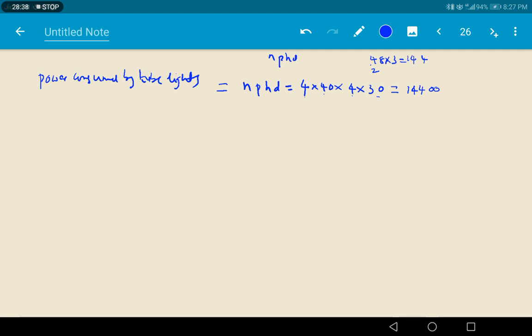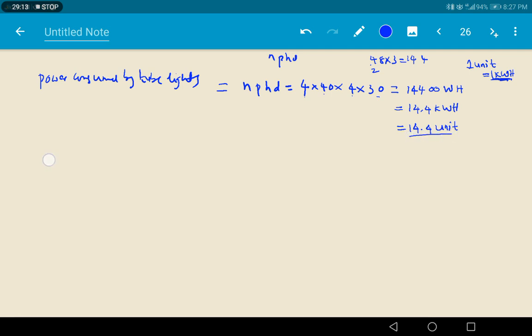So this is watt hour, but 1 unit is equal to 1 kilowatt hour. We should express this watt hour in kilowatt hour. So to express this in kilowatt hour, we should divide by 1000. After dividing by 1000, we are going to get 14.4 kilowatt hour. That means how many units consumed by the tube lights? 14.4 units consumed by tube lights.